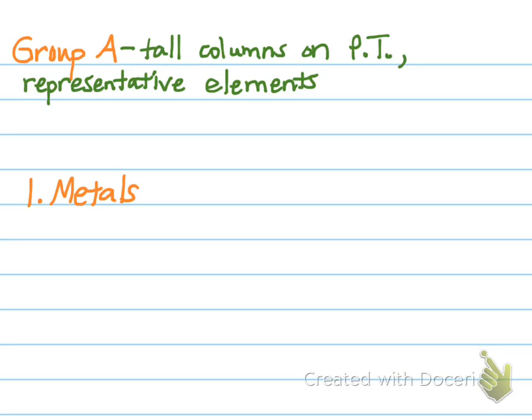So the Group A elements, those are the tall columns on your periodic table. You'll look at the tall columns, they'll have a number and a letter behind them, and the letter they have is an A. These are called the representative elements.